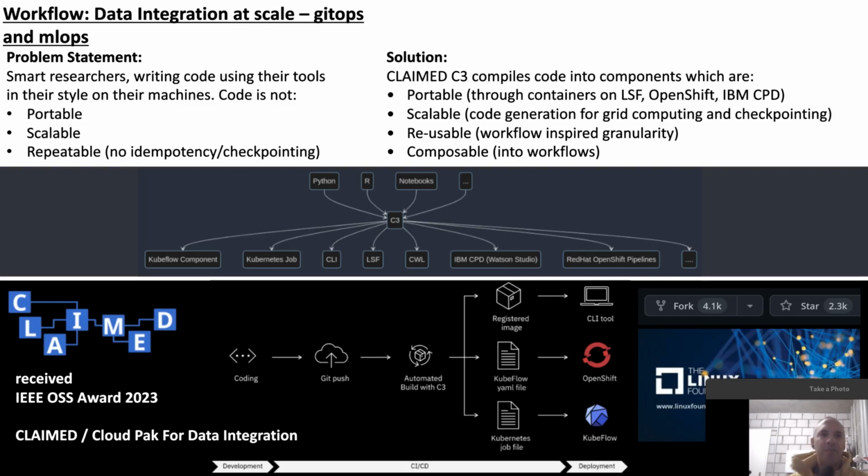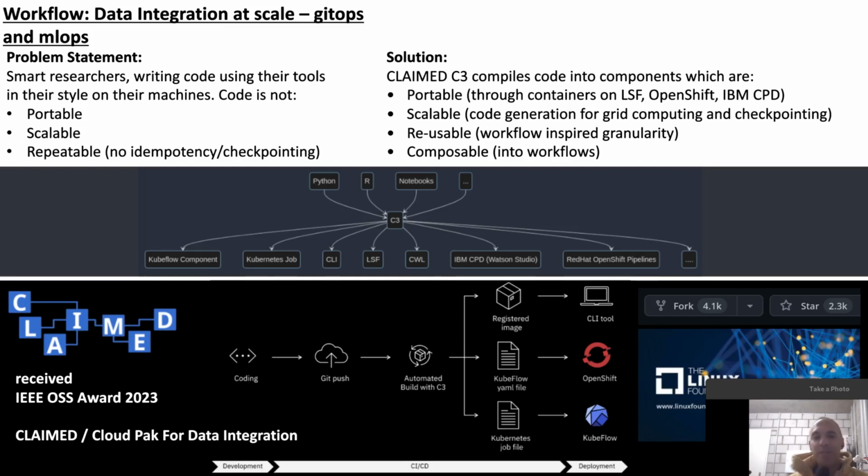So we have also GitOps and MLOps in place. So that means actually the code the researchers are writing, we need to sometimes review it, but the idea is we can go from Python or R on notebooks via the C3 compiler of CLAIMED, and that compiles directly to kubeflow pipeline components or to Kubernetes jobs. We can run the code from the CLI. Also, we plan to support different job schedulers like Slurm and LSF. And also at the moment it compiles CWL, so Common Workflow Language tasks.